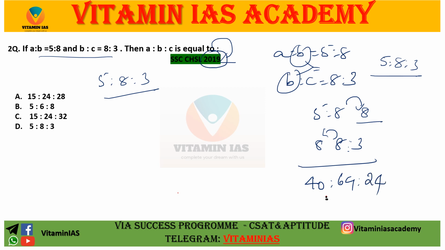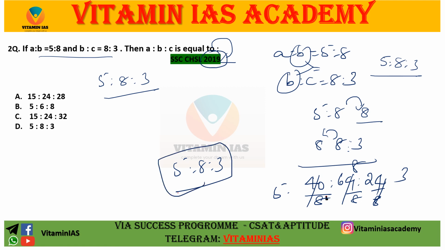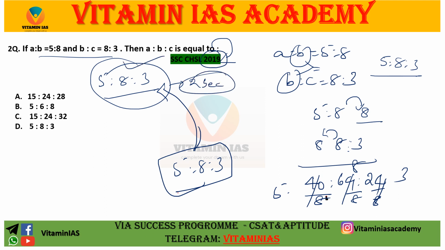24. So what will happen if you divide everything by 8? Then you will get 5 is to 8 is to 3. This is the answer. And by looking at the question only, we already solved it within 2 seconds. Within 2 seconds I already told you the answer: 5 is to 8 and 8 is to 3, so here B and here B are equal. That's why 5 is to 8 is to 3 will be the answer. In 2 seconds you can solve this question.